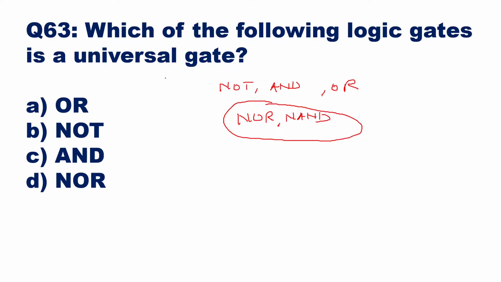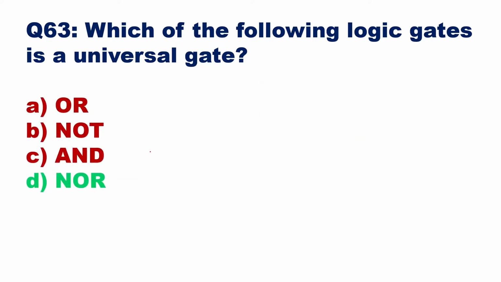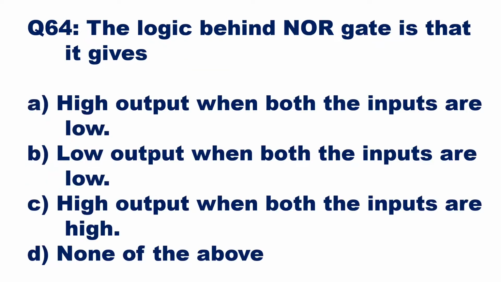Out of these options, it has been asked which of the following logic gates is a universal gate. OR is not a universal gate, NOT is not a universal gate, AND is not a universal gate, NOR is a universal gate. So option D is the right answer here. NOR is a universal gate. Then we'll go to the next question.